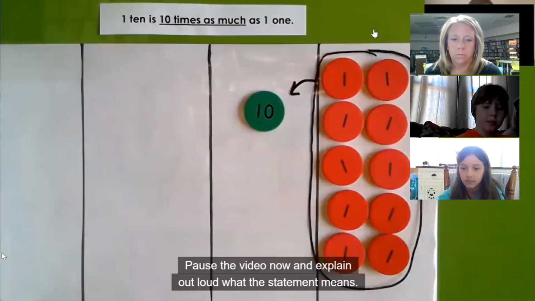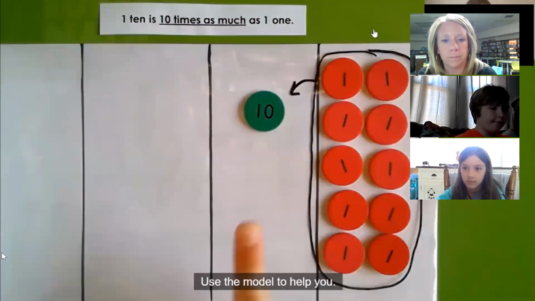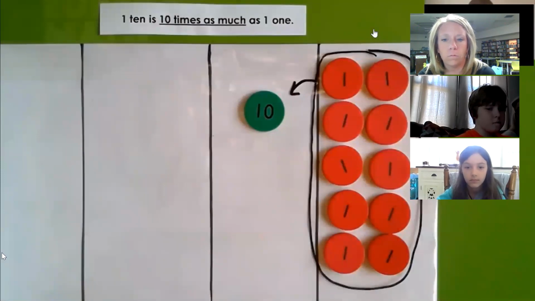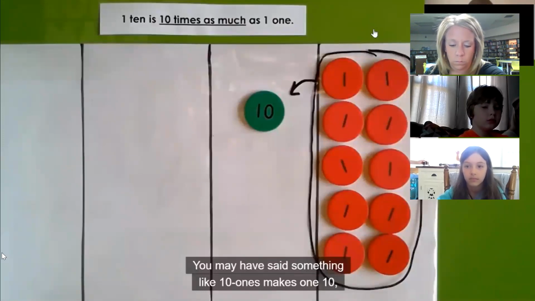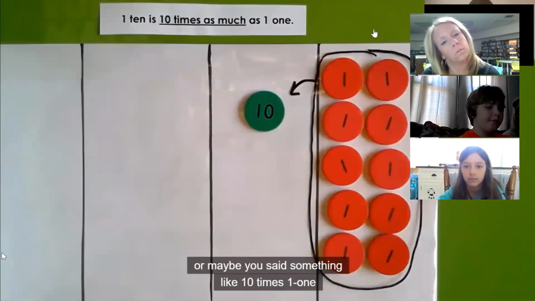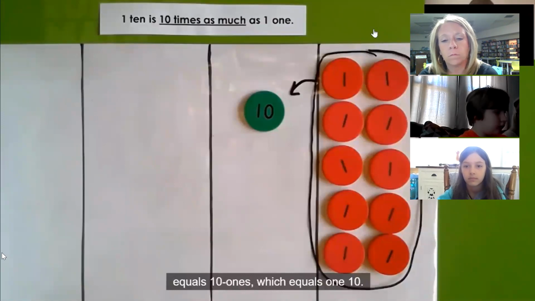Pause the video now and explain out loud what this statement means. Use the model to help you. You may have said something like 10 ones makes 1 10. Or maybe you said something like 10 times 1 1 equals 10 ones, which equals 1 10.